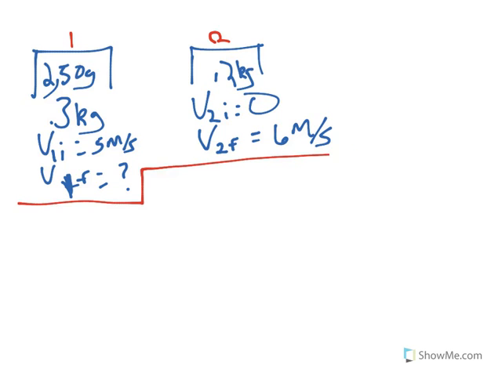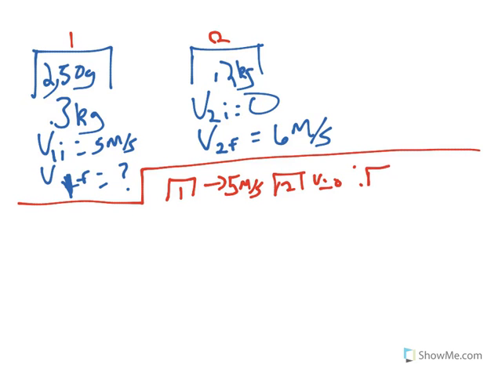Alright, so let's look at how we draw this. We have object 1, glider 1, comes in at 5 meters per second. Object 2 is at rest, and then we have a collision happen, and we don't know what the velocity of 1 is, and then we know that velocity of 2 is going at 6 meters per second. Okay, so now we're ready to set up our equation.